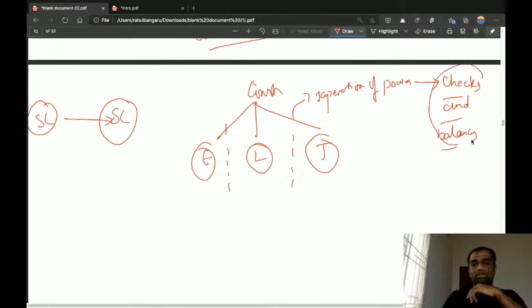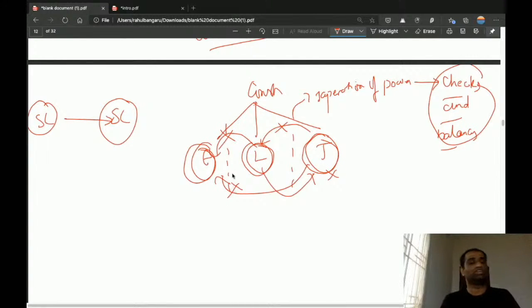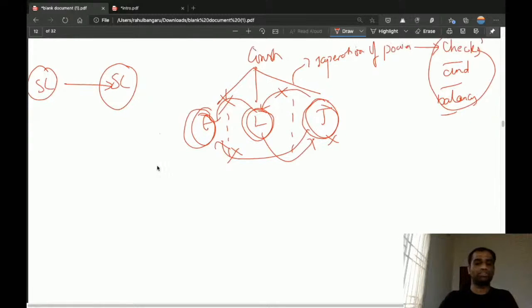Why is this very important? If the judiciary is becoming all too powerful, the legislature will act and try to curb the power of the judiciary. If the legislature is acting too powerful, the judiciary will come in and try to curtail the powers of the legislature. Similarly, if the executive is acting very unilaterally and becoming more powerful, the legislature will come in and try to curtail the power of the executive, and similarly the judiciary will also try to curtail the power of the executive.